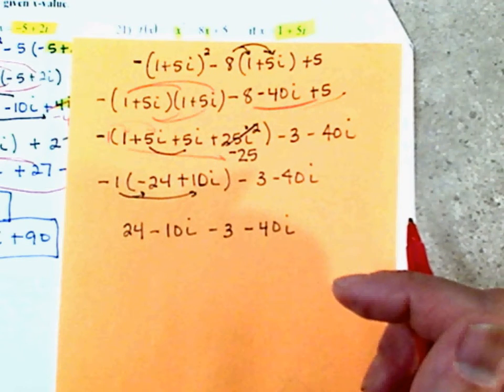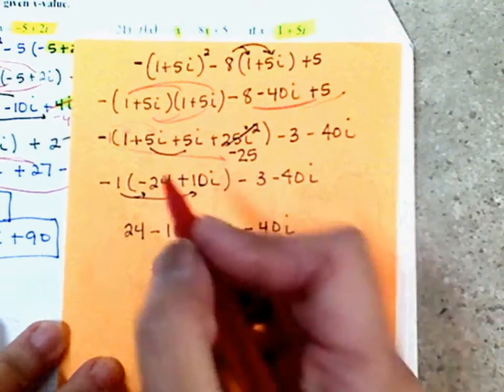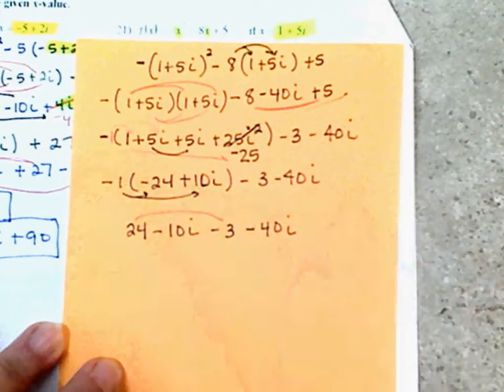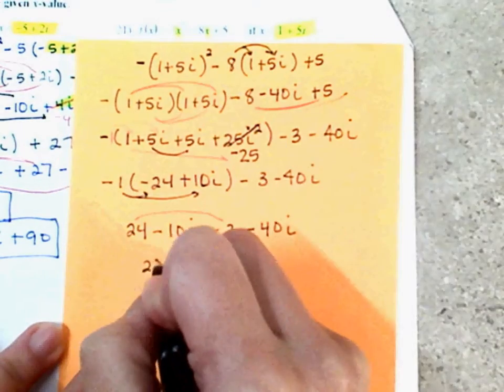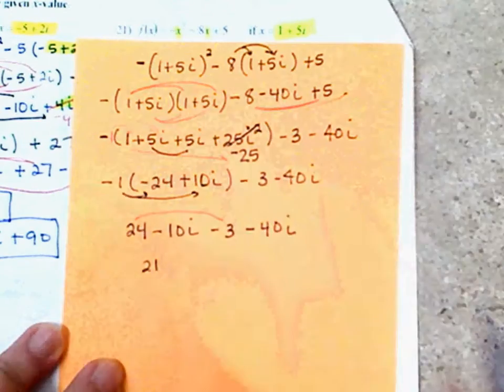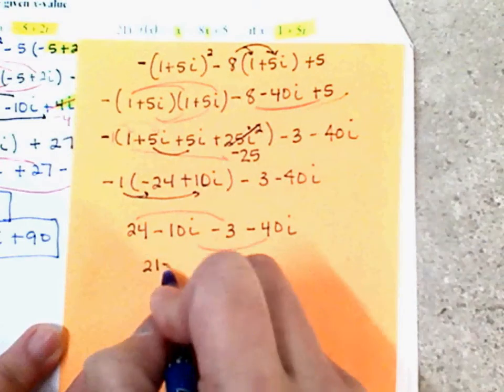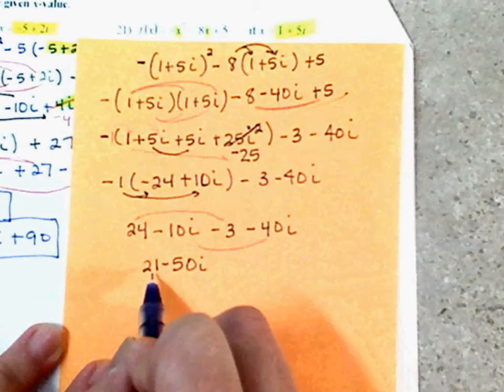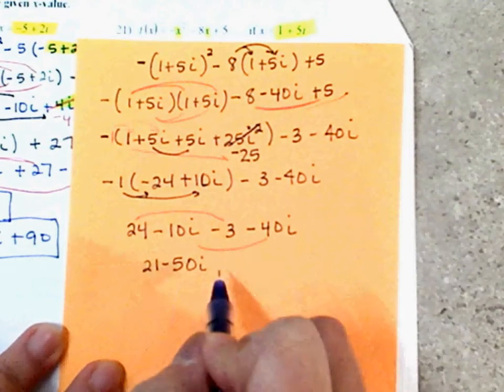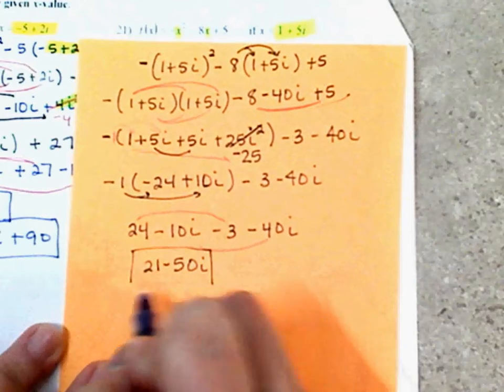Okay? All right. 24 minus 3 is 21. Negative 10i minus 40i is negative 50i. Cannot put those together. One has an i, the other one does not. And there's your final solution.